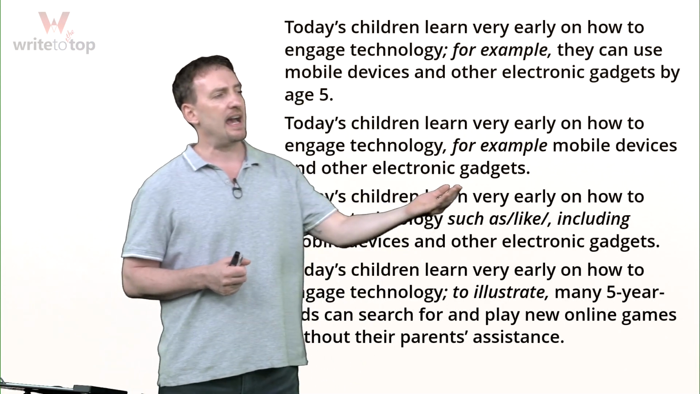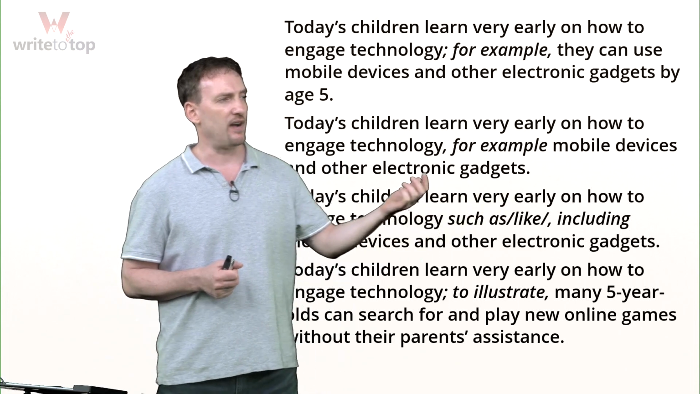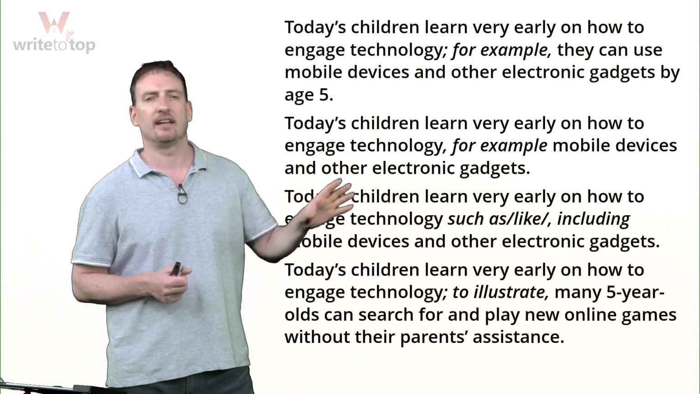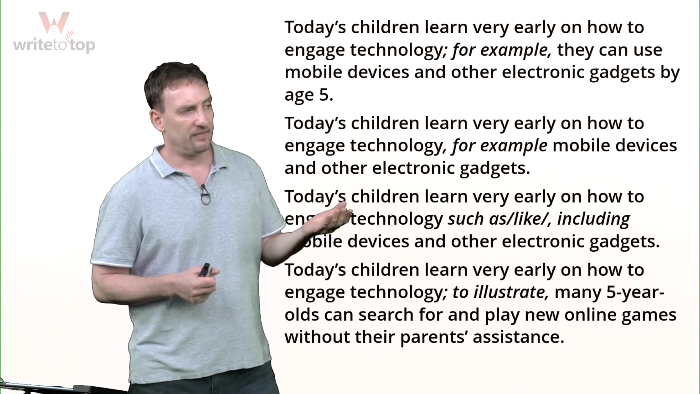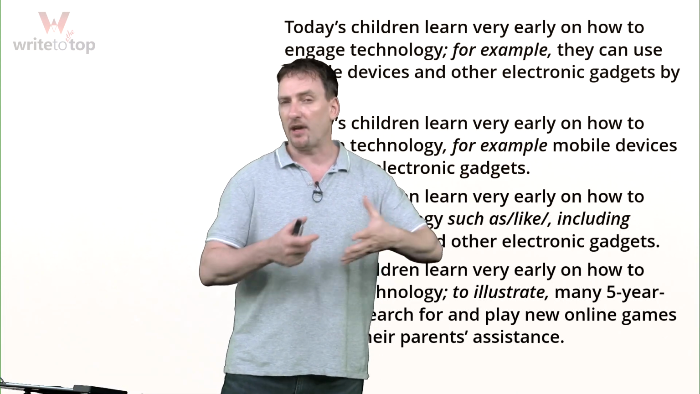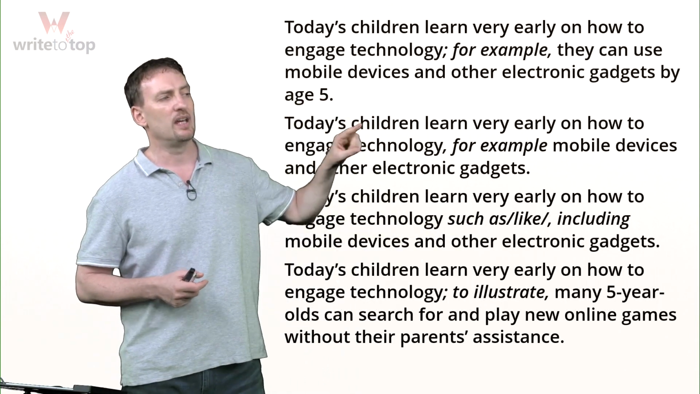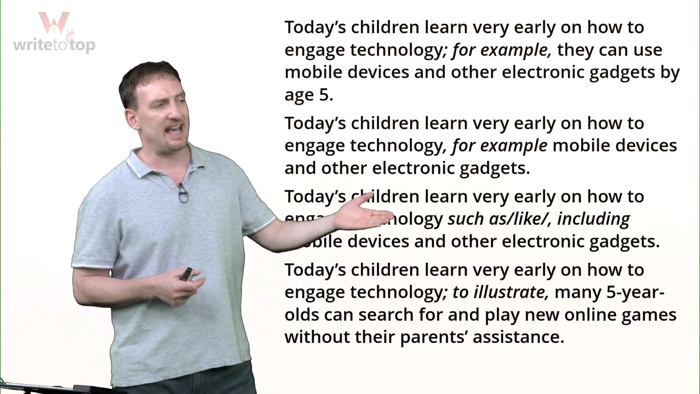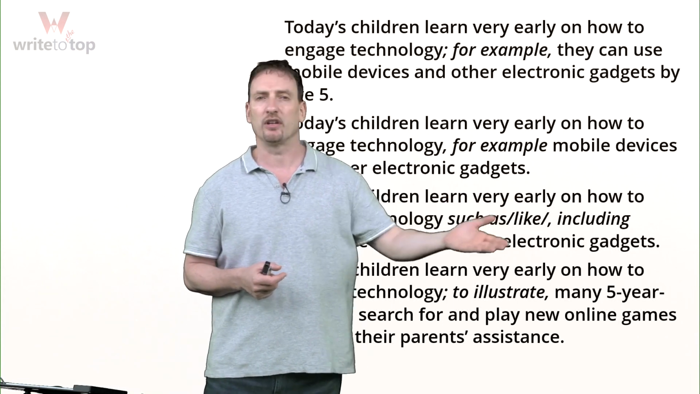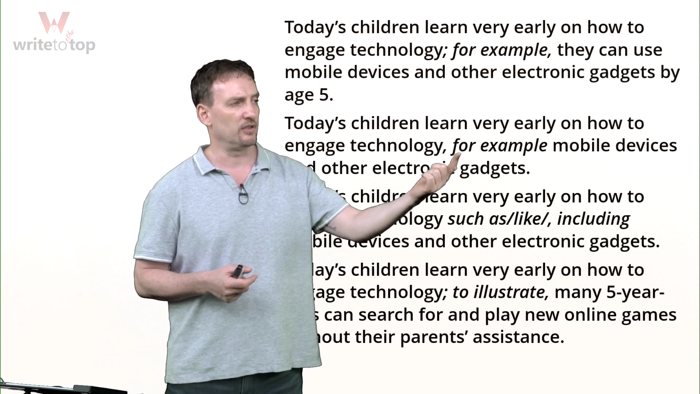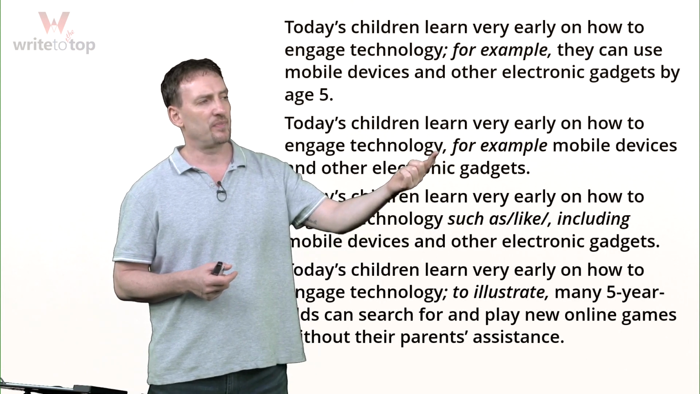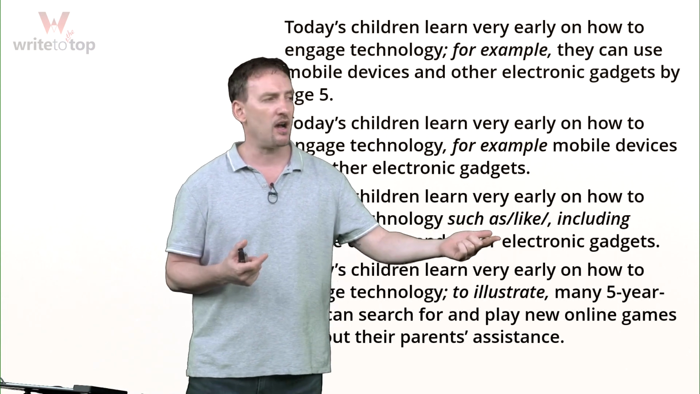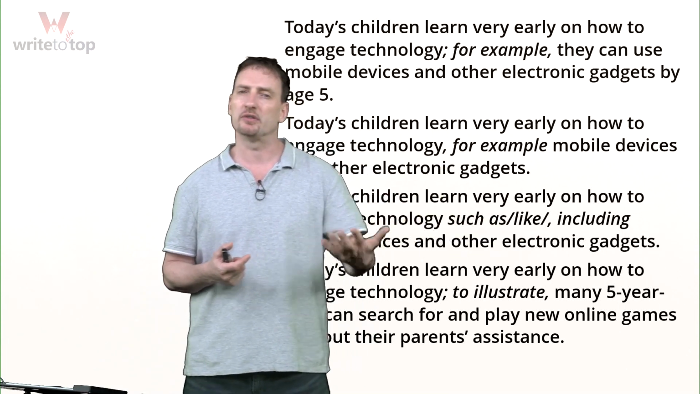Here, I took out by age 5. I'm giving you an example only of technology, mobile devices and other electronic gadgets. Again, because I'm just giving you a list, I'm not giving you a full clause, and I'm just giving you examples of the one thing, I'm treating, for example, exactly the same as such as, like, or including. You can put these, you can put these. The only difference is, for example, I would use a comma. For such as and like, I wouldn't use a comma. For including, I would use a comma again.